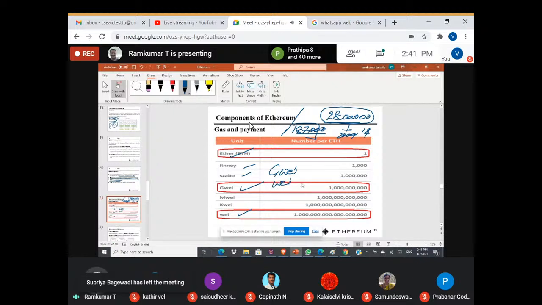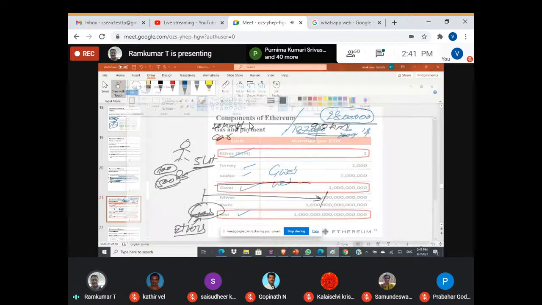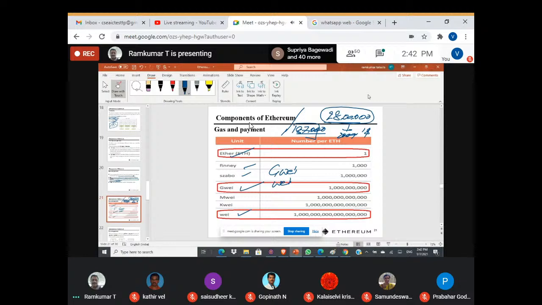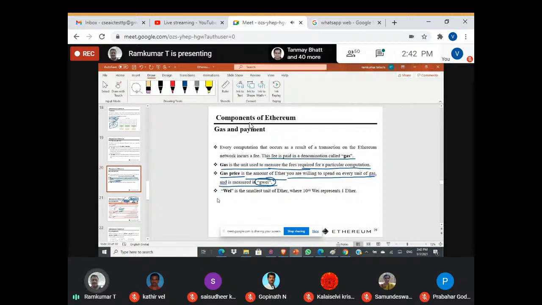One ether is equal to 10 power 18 Wei. This is the smallest unit, right? At the same time, one ether is equal to 10 power 9 Gwei. Remember these two points, it's enough. There are so many other things, but they are not required. Wei, Gwei, and ether are enough right now. So we are paying with respect to Wei, and there is no issue at all.